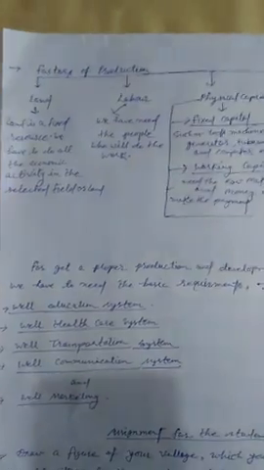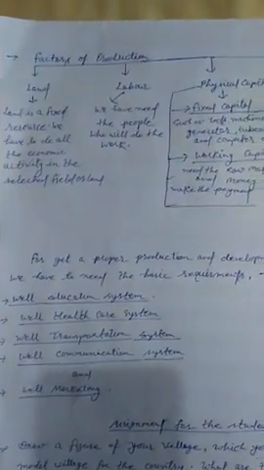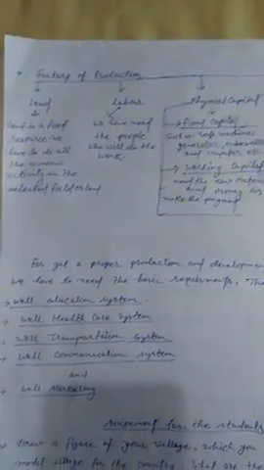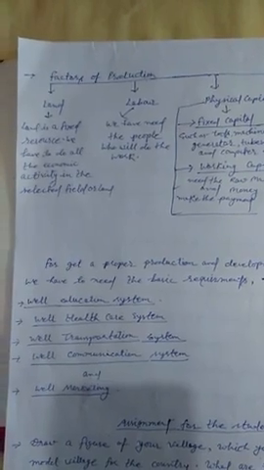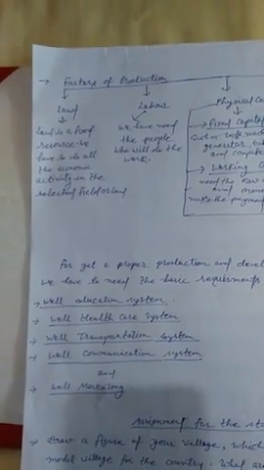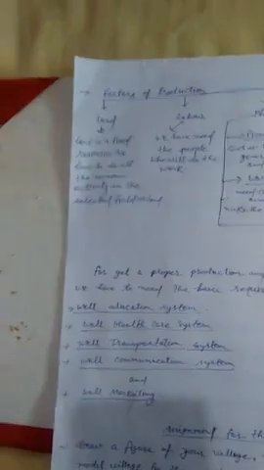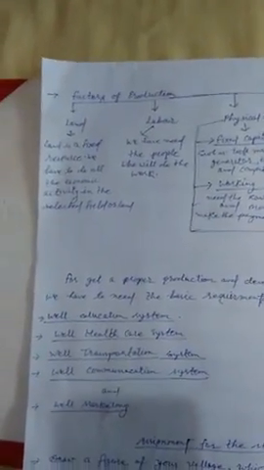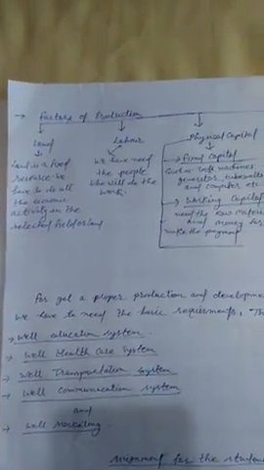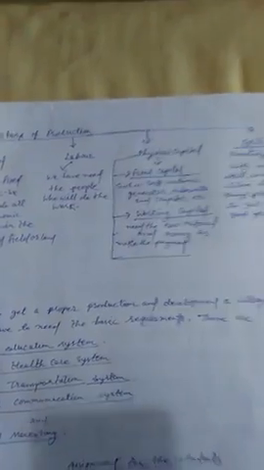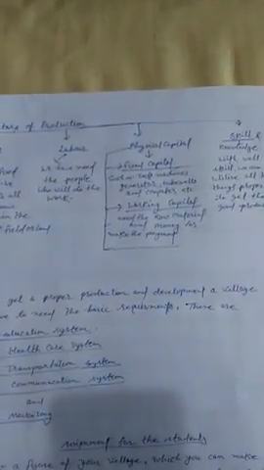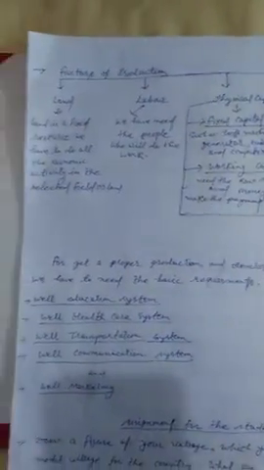Okay. Now we will talk about the next topic. The next topic is factors of production. What are the things which are required as factors of production? The first one is land. The second one is labor. The third one is physical capital, and the fourth one is skill and knowledge.